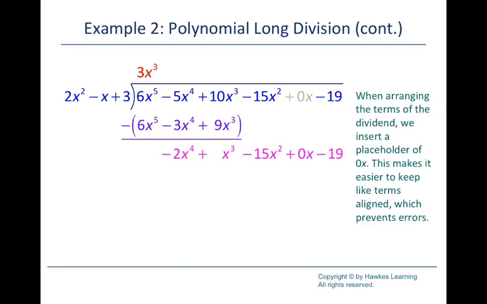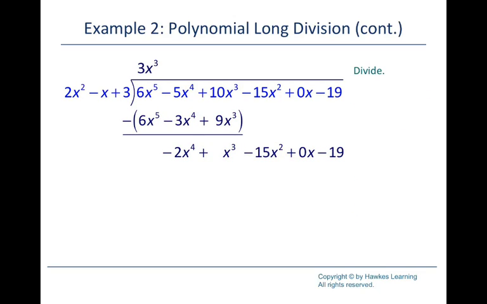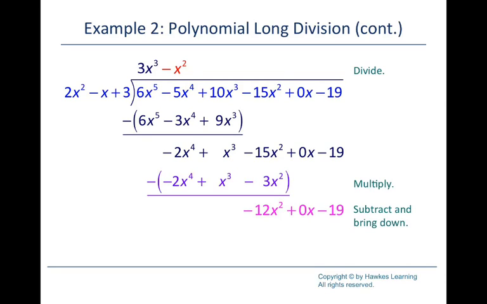You can just bring down the 15x squared if you want to, and that's fine. Now, what times 2x squared is going to give me negative 2x to the 4th? Well, that would just be a negative x squared. Then multiply by everything in the divisor. Negative 2x to the 4th plus x cubed and minus 3x squared. Change signs all the way across. In this case, your first two terms are going to add to be 0, and you're going to be left with negative 12x squared. Bring down your 0x and your negative 19.